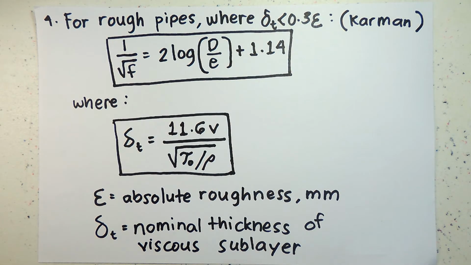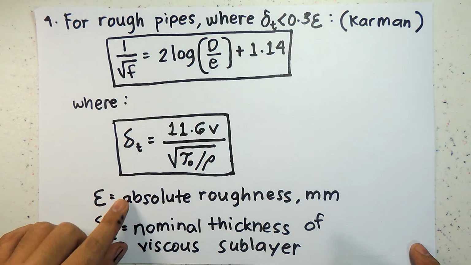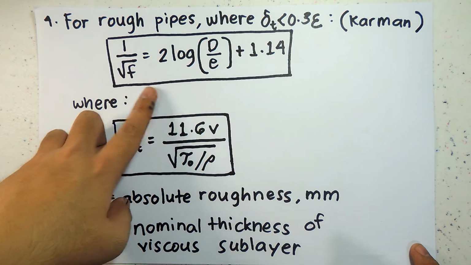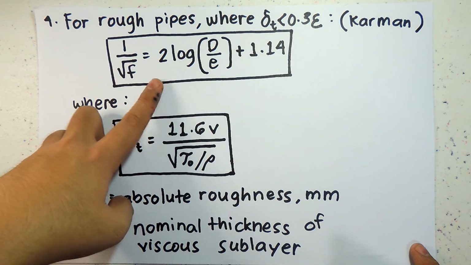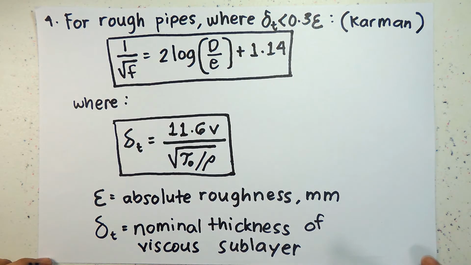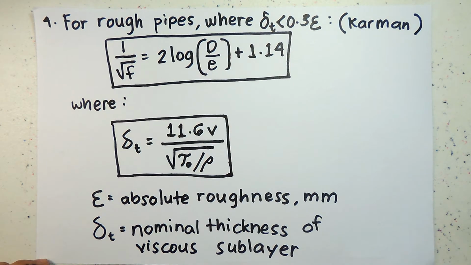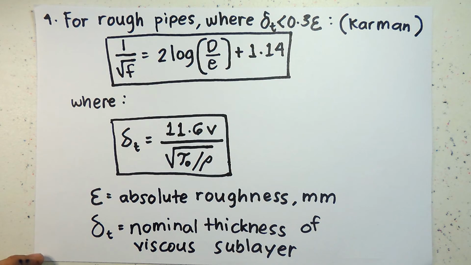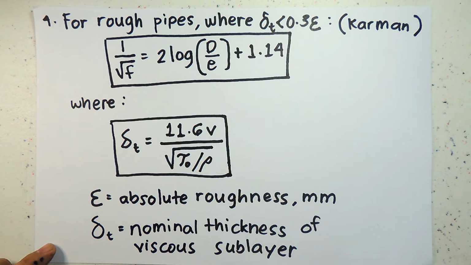So that is 1 over the square root of F equals 2 log times the quantity of D over E plus 1.14, wherein yung value ng sigma sub T or the nominal thickness of viscous sublayer is 11.6 times V times the square root of the shearing stress tau sub O all over rho or the fluid's density.